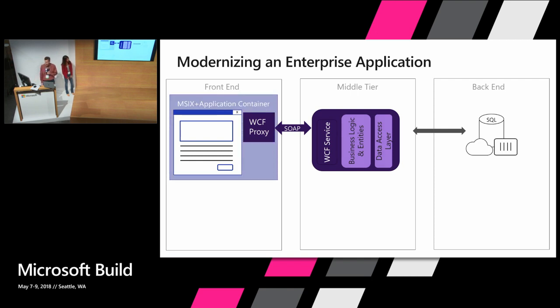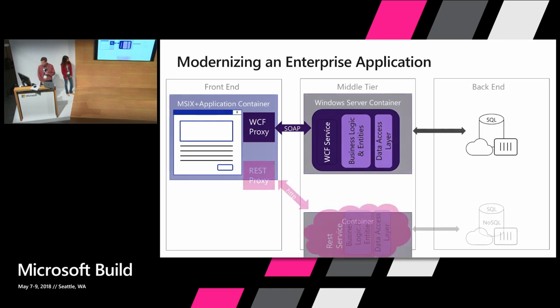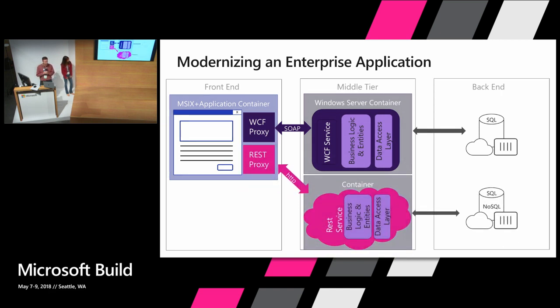To visualize this, we're going to use MSIX and an application container to solve our packaging and deployment problems for the front end. We're going to use Windows Server containers to make it easy to deploy and scale out the middle tier in the cloud. And lastly, we'll add a REST service to the application and extend that functionality in the client application. So that's what we're going to demo here.